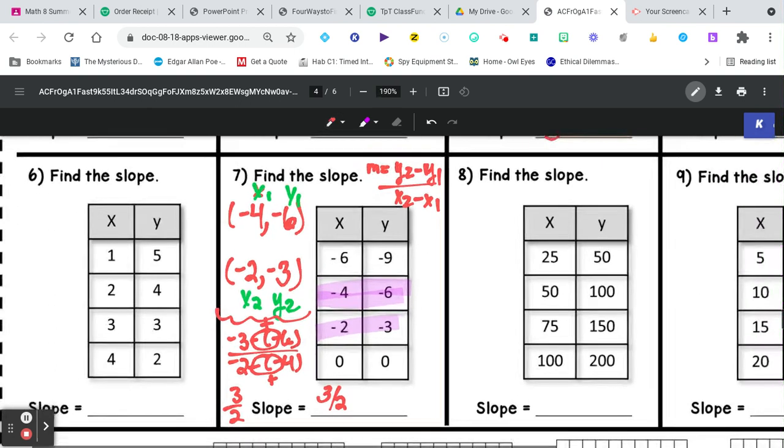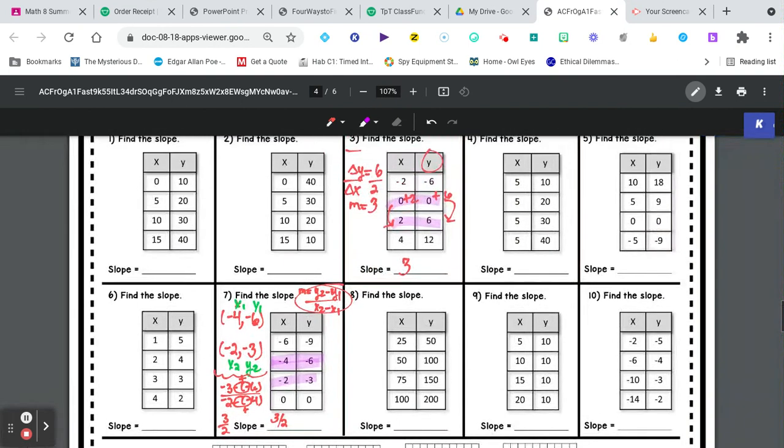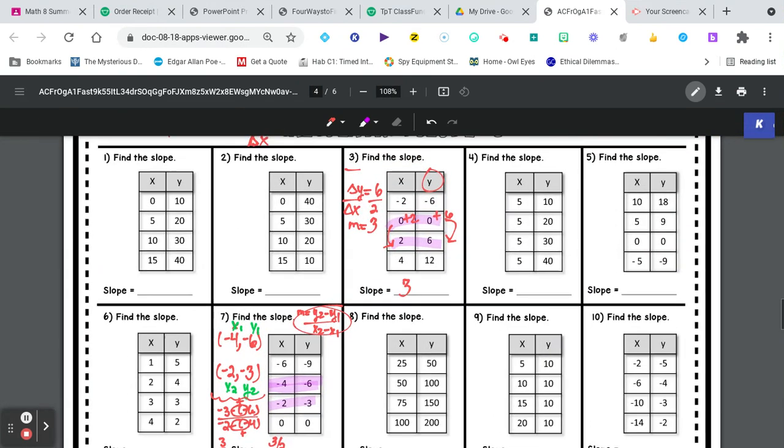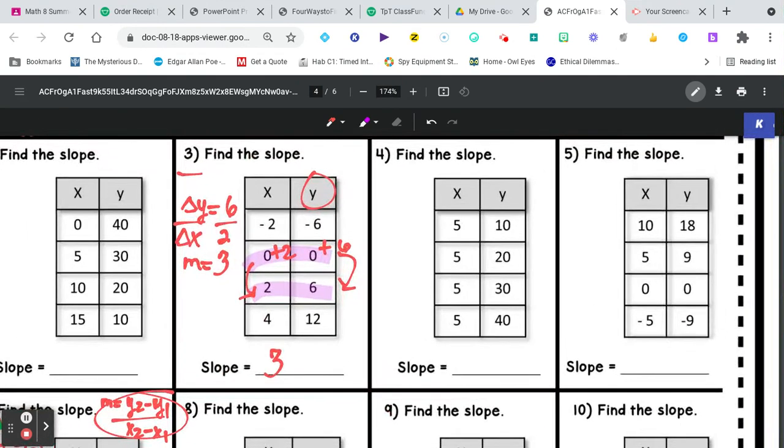Okay. So if you don't like using the change of y over the change of x, after you pick your 2 points, use the slope formula, okay? It's going to be up to you. I preferably like the change of y over the change of x. And I'm going to stick with that. So I'm going to look at number 4. Number 4, I'm going to stick with the change of y over the change of x, but I'm going to pick my 2 points. So I'm going to do 510 and 520.